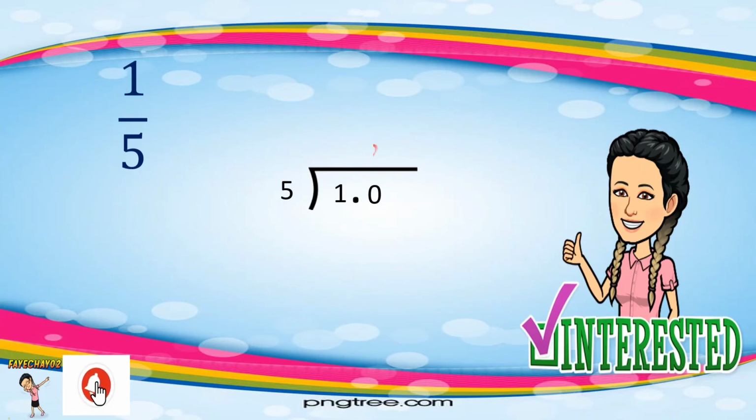10 divided by 5 is 2. 2 times 5 is 10. So 10 minus 10 is equal to 0. Write the decimal point before the number 2. Since we don't have any whole number, add 0 in the ones place. So 1/5 in decimal is 0.2, or 2/10.